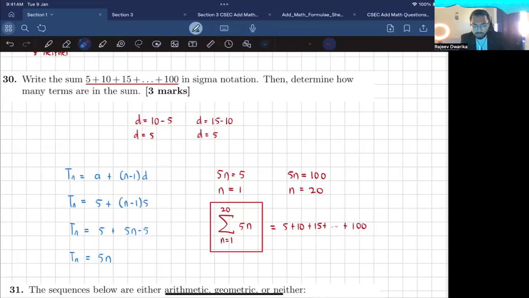So we figured out the general term, and we figured out the first term would be 5, and so n would be equal to 1, because 5 times 1 is 5. And we figured out that the last value for n would be 20, because 5 times 20 is 100. If it was a GP, you would repeat the same process. The only difference would be that it would have a common ratio. You would have to use a different formula.